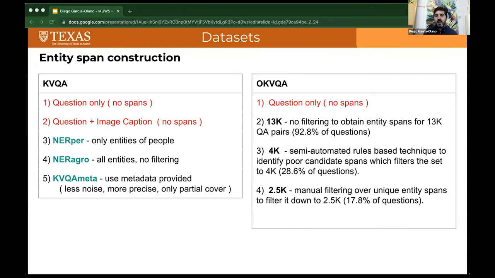In both cases, we use a pre-trained named entity recognizer, so spaCy in this context. For the KVQA data set, we create a person-centric entity span set, so that's number three. An entity span set which is very aggressive and does no filtering based on type, that's number four. And then a data set based on string matching between entities provided in the metadata for the questions of KVQA and the question and image caption text itself. So KVQA comes with this supervision of Wikipedia entities, though many times these entities listed don't appear in the text, or there are entities in the text which do not appear in the metadata. So it's not entirely gold, but it's okay. And then for the OKVQA set, we again use spaCy and then some automated rules and finally manual human filtering to derive three entity sets that go from noisy to less noisy, essentially.